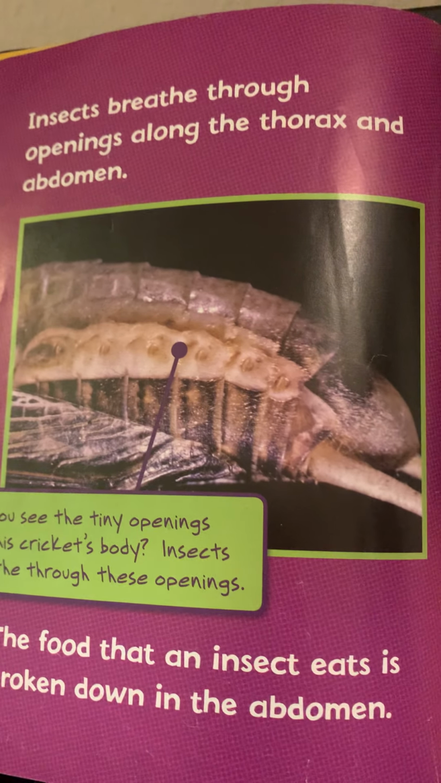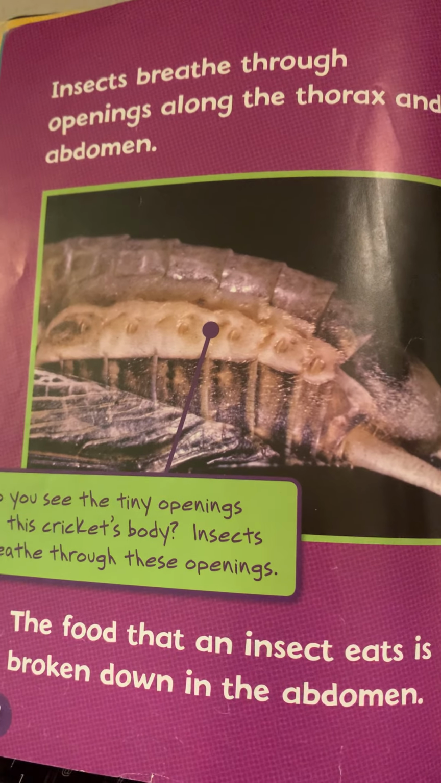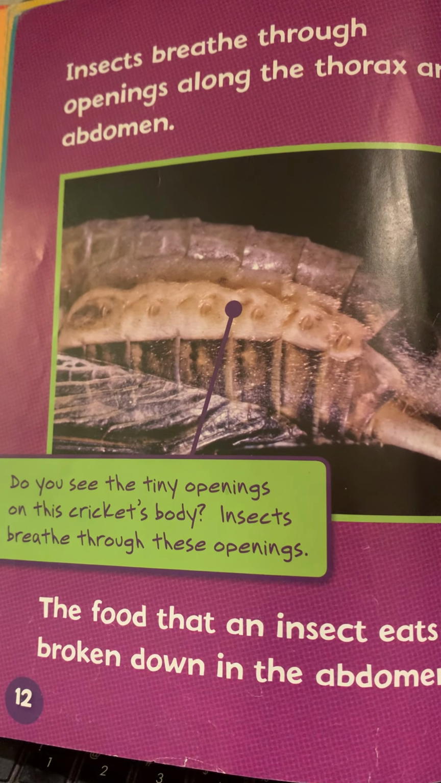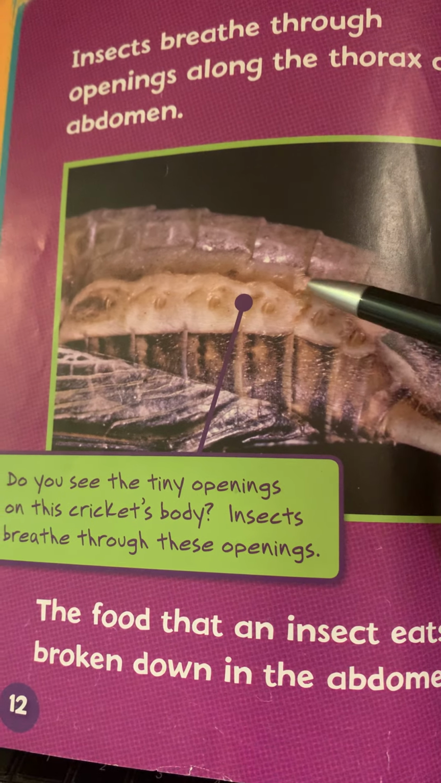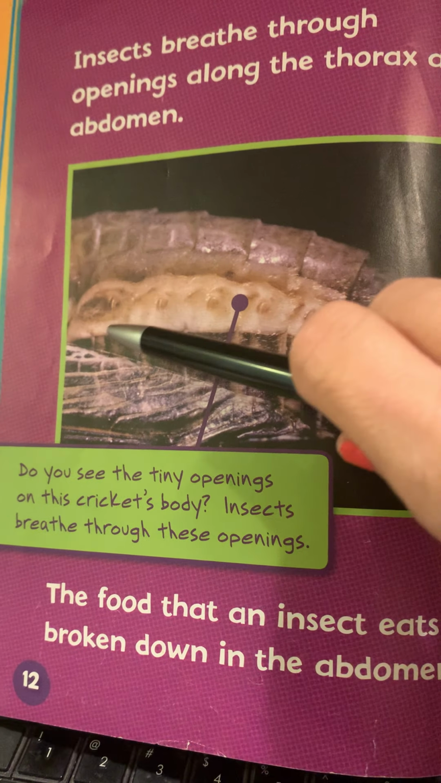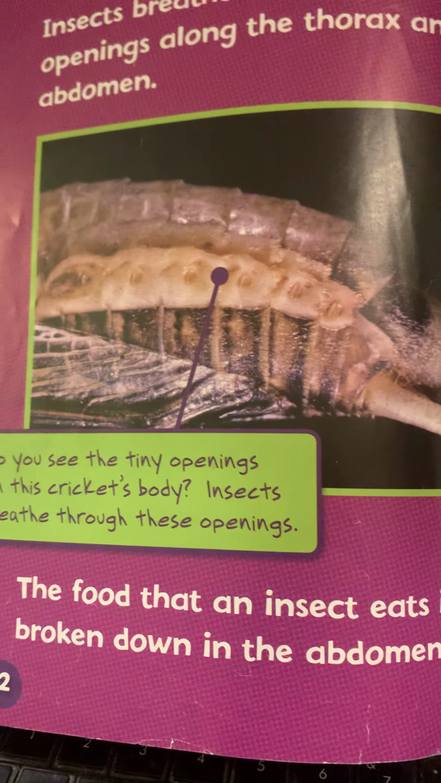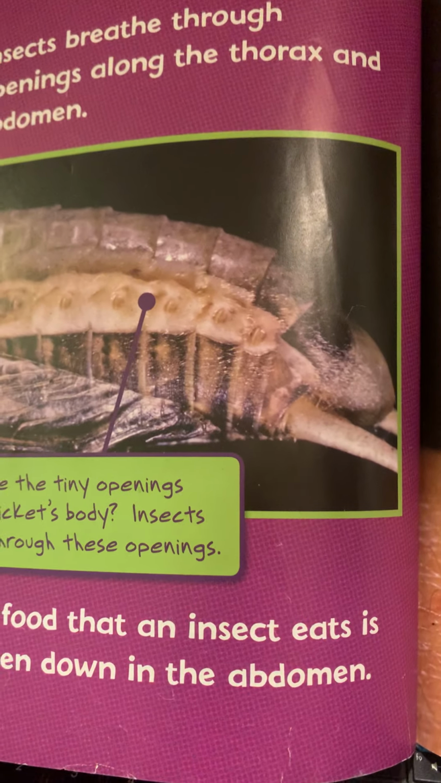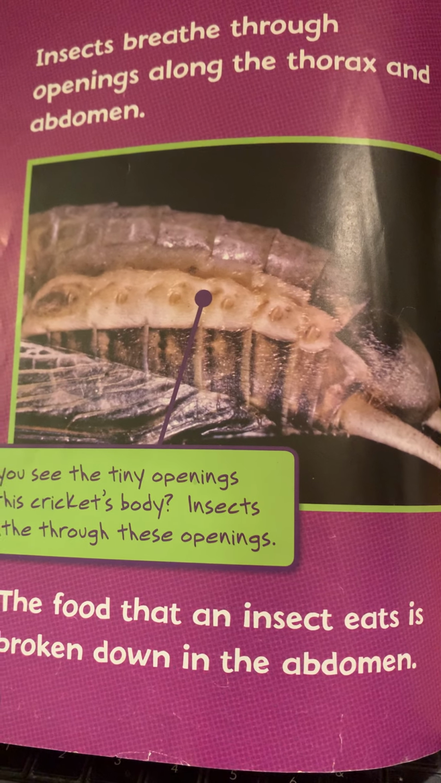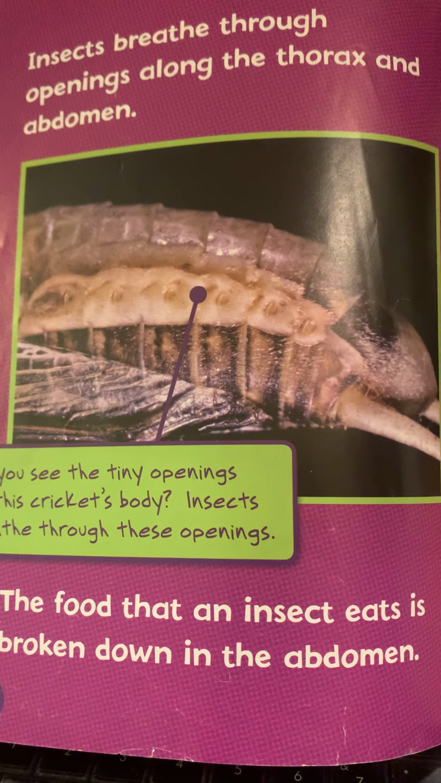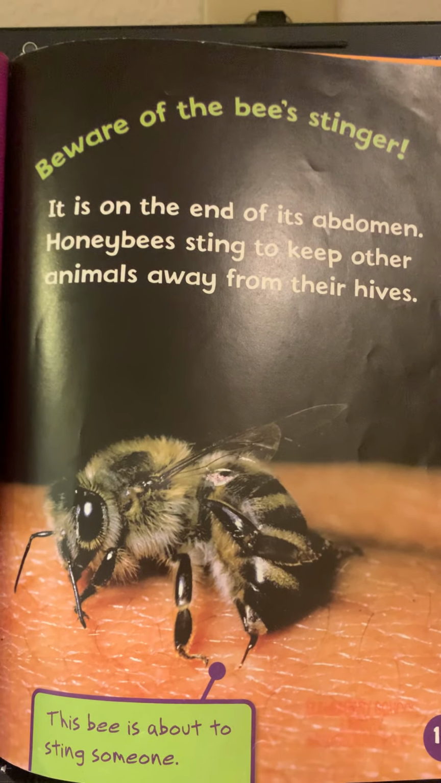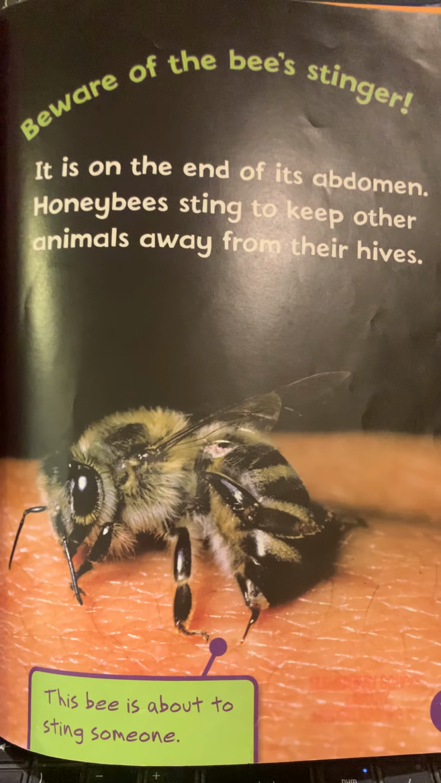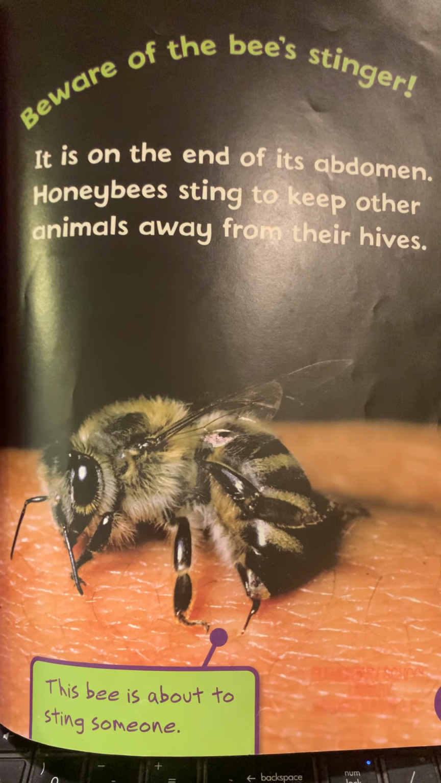Insects breathe through openings along the thorax and abdomen. Can you see the tiny openings on the cricket's body? That's where the insect breathes. You breathe with your nose and your lungs. That's how that insect breathes. The food that an insect eats is broken down in its abdomen, just like yours is broken down in your stomach and small intestine.